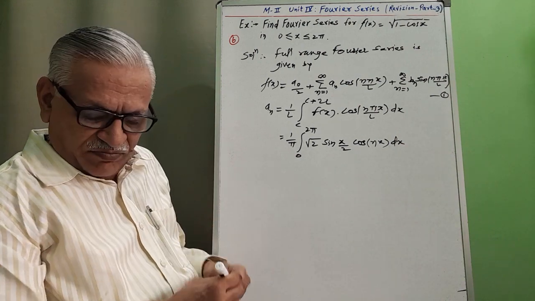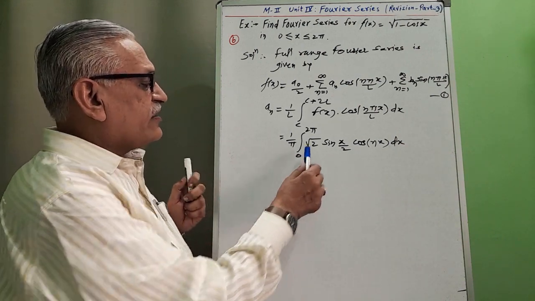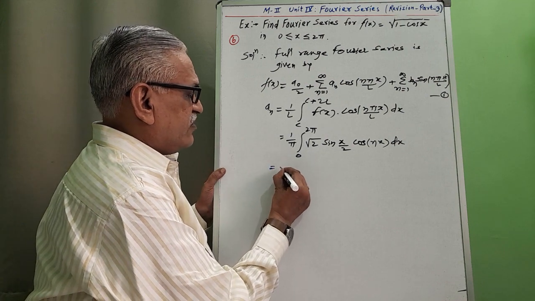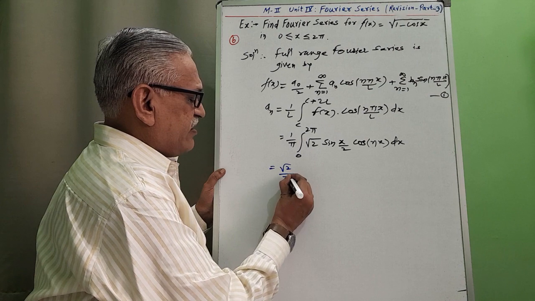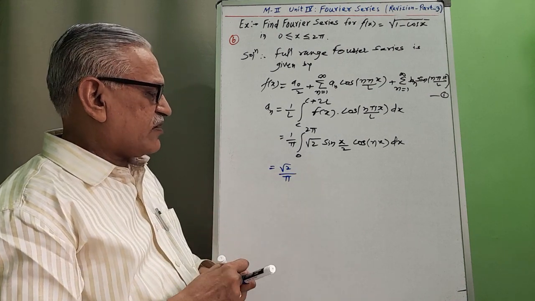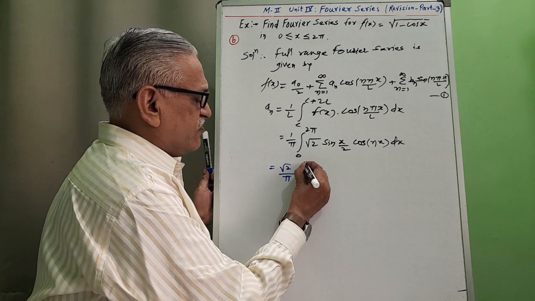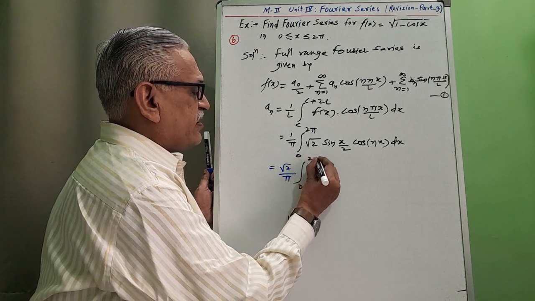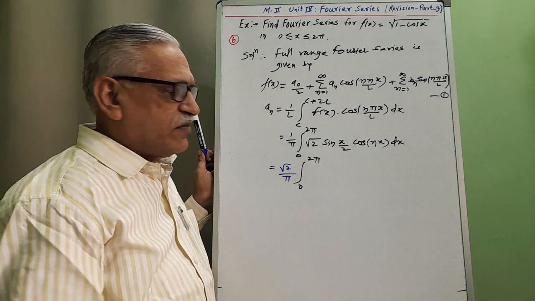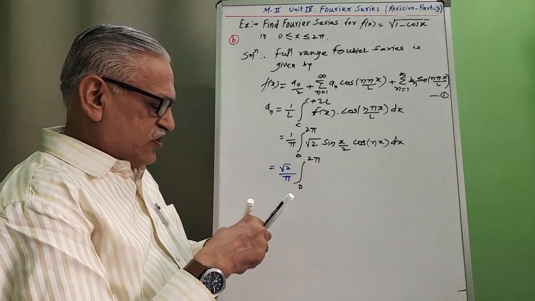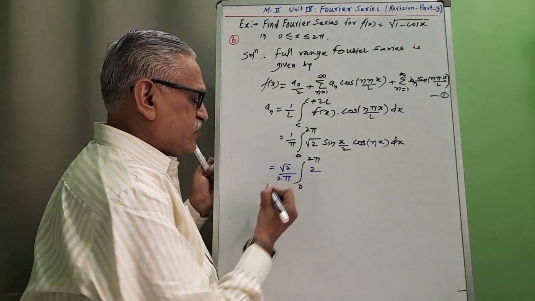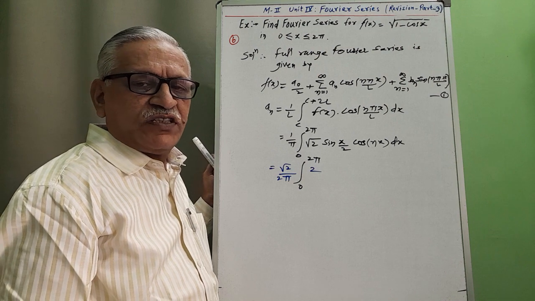Then taking this root 2 outside, we get root 2 divided by pi, integration from 0 to 2 pi. This product we have to convert into a sum. For that we have to multiply by 2 and divide by 2, so that there is no change in the original value.